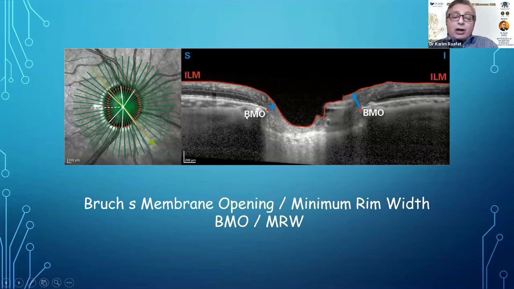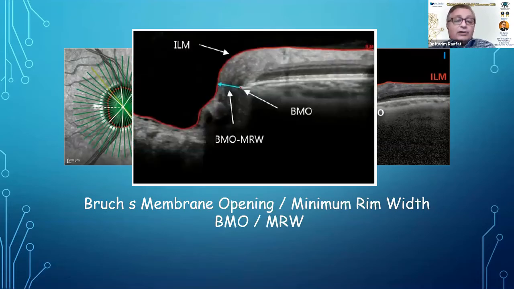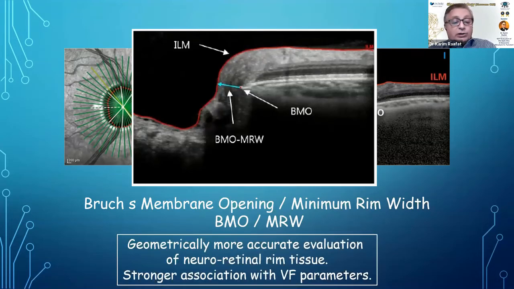perpendicular lines, and from this area we can plot a rim width and we see which part is the thinnest part and plot it with the same significance as the nerve fiber layer thickness. Here's how the machine identifies the Bruch's membrane opening and then perpendicular lines and calculates this minimum rim width. It is geometrically more accurate in evaluating the neuroretinal rim tissue and has a stronger association with the visual field parameter, as Dr. Ayman mentioned with his great scale.